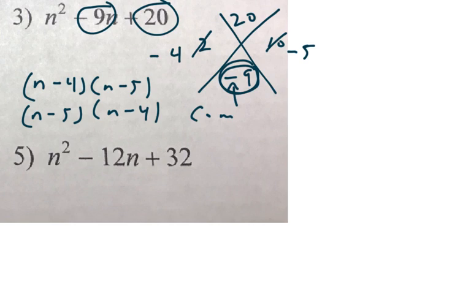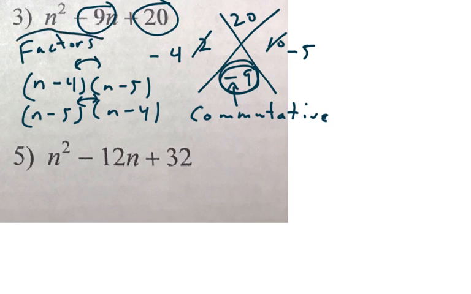Remember, guys, the commutative property always works for multiplying. So I can literally switch these factors around. And remember, these are called factors. Hence the name, we are factoring.